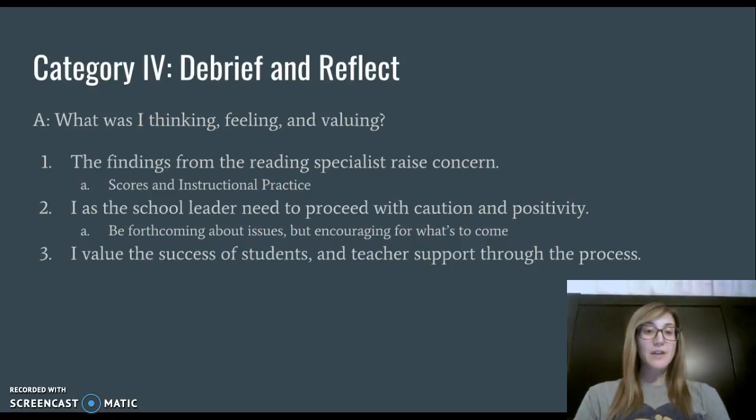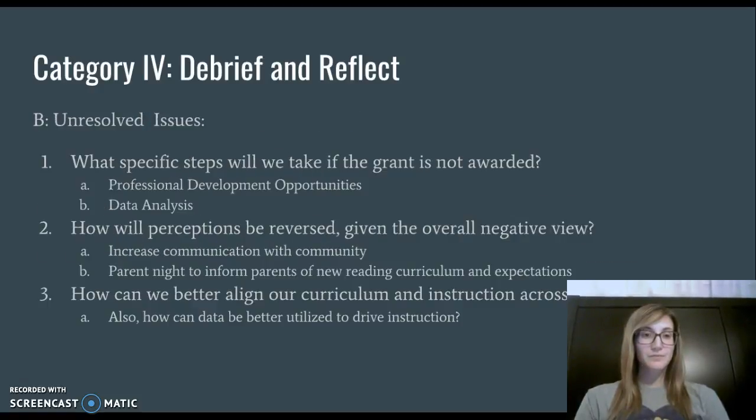And third, I value the success of the students. I want all of the students at Truman Elementary to be lifelong learners and to become great readers to better assist them in their future education and their future careers. And I also want my teachers and staff to feel that they're supported through the process and feel like we're all a team working towards a common goal to increase their reading scores.